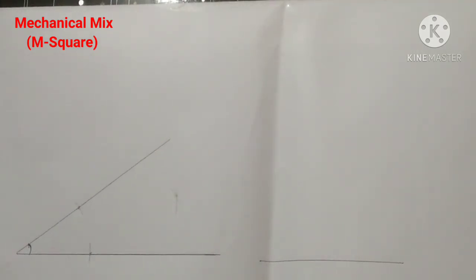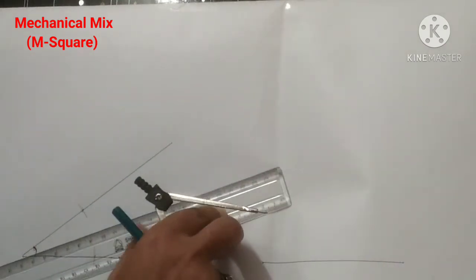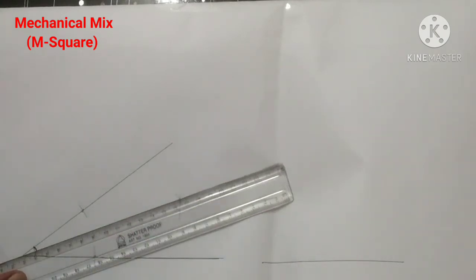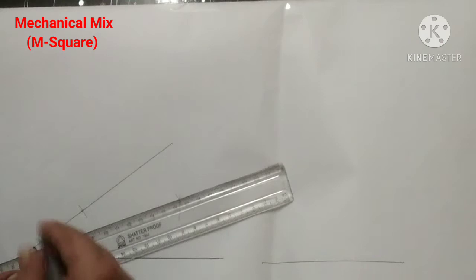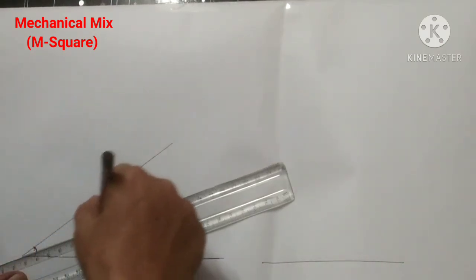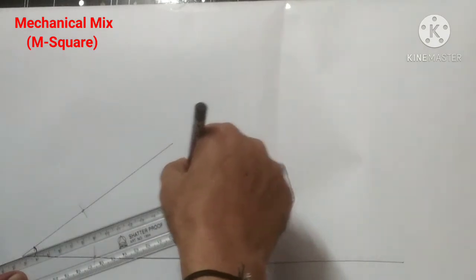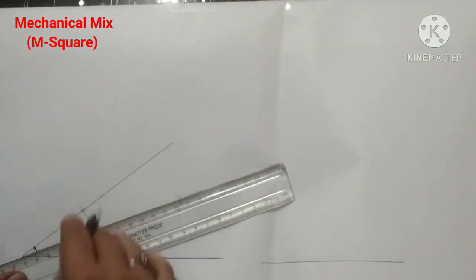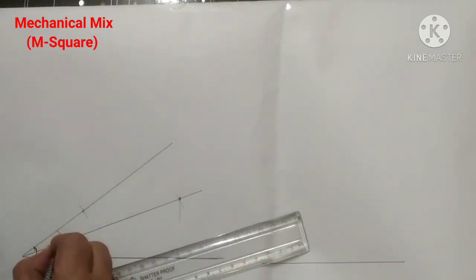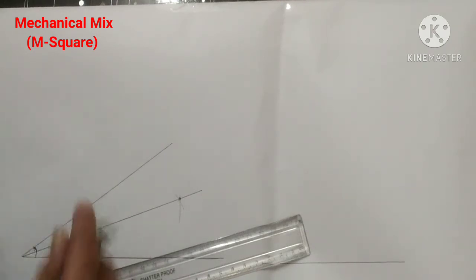By joining the intersection point and the apex, I can divide the given angle into two equal parts. Now this angle and this angle are equal.